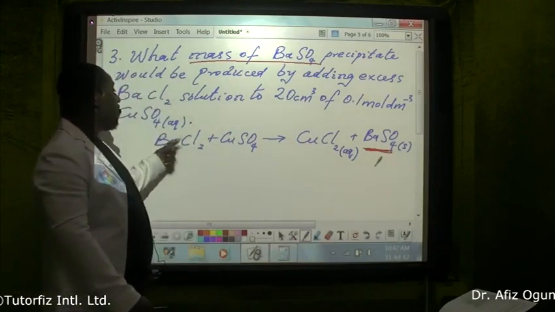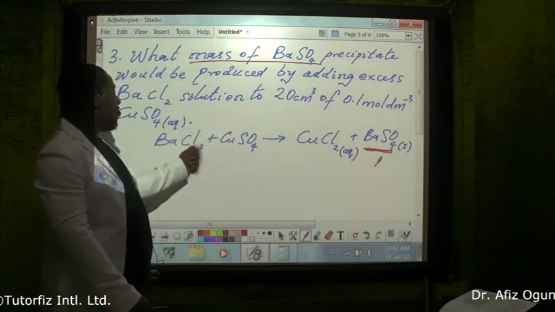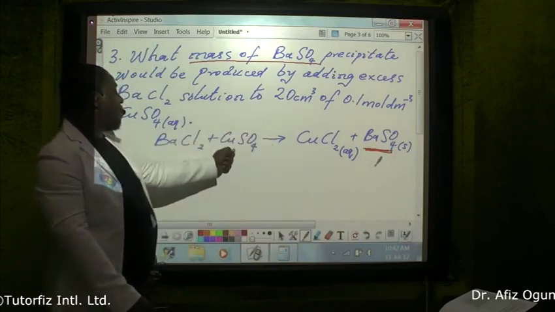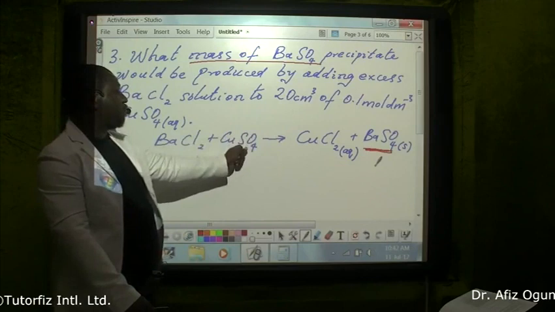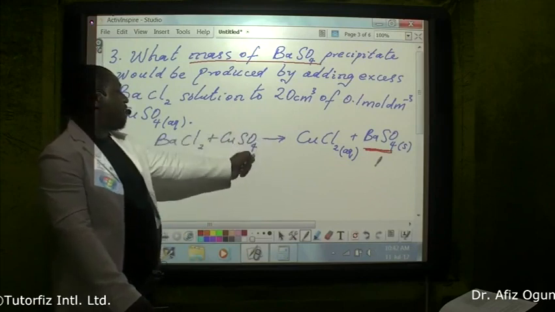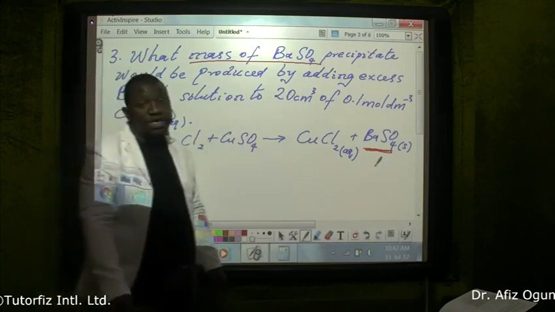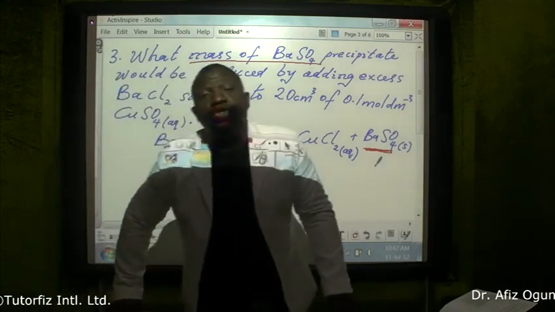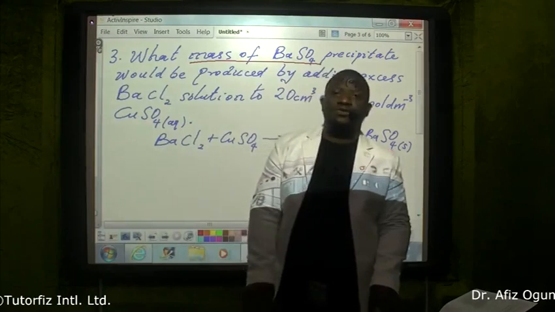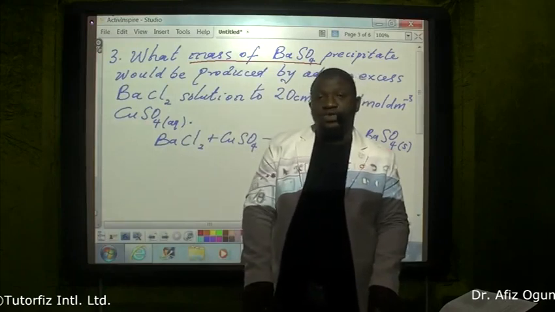I have one barium here, I have one there. I have two chlorine there, I have two chlorine there. I have one copper here, one copper there. One sulfur here, one sulfur there. Four oxygen here, and four oxygen there. It is a balanced equation. If it is not balanced, the first job you have to do is to balance your equation. Now you have balanced the equation.